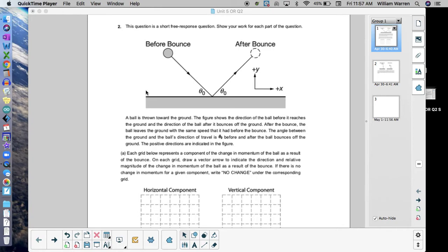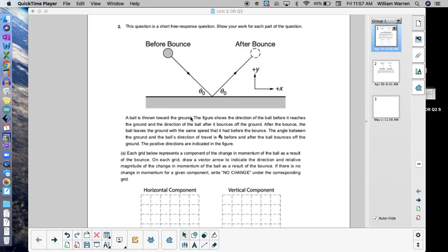Okay, here we are. Unit 5, open response, question 2. This one should be real quick. I don't even think we have to write any equations. I don't quite remember, but I think this is a really short one. I can see my very few slides right here in the sidebar.